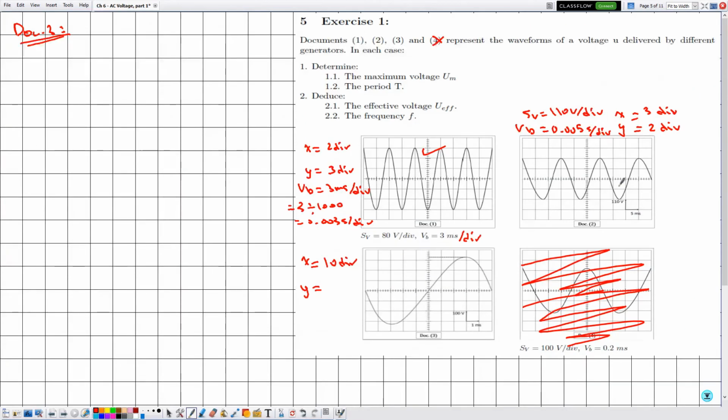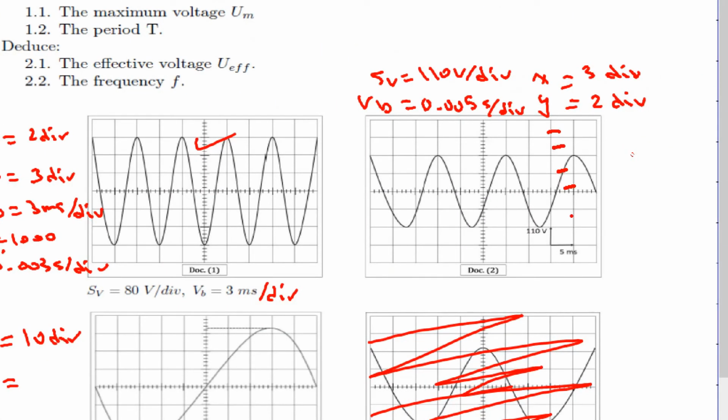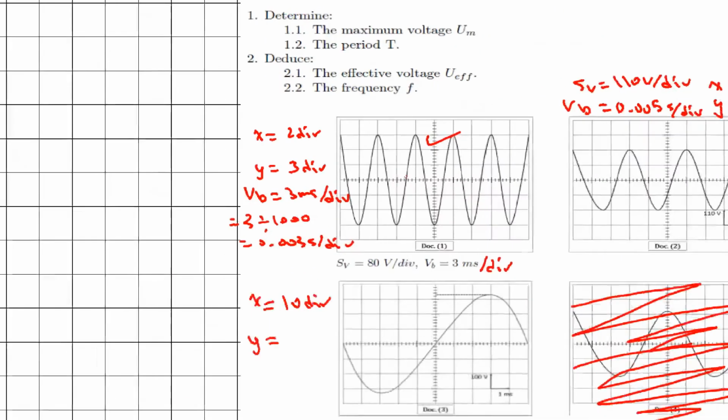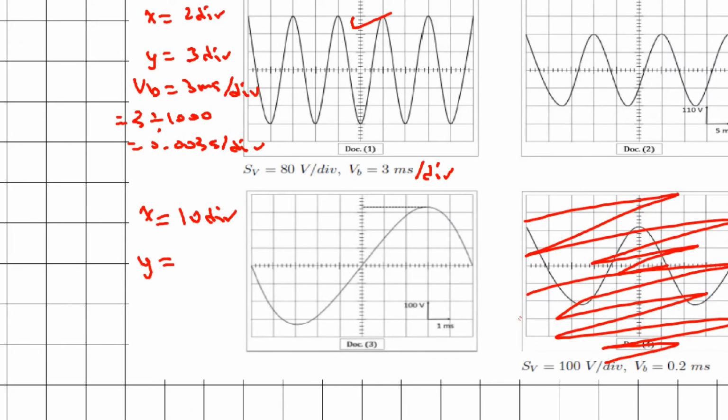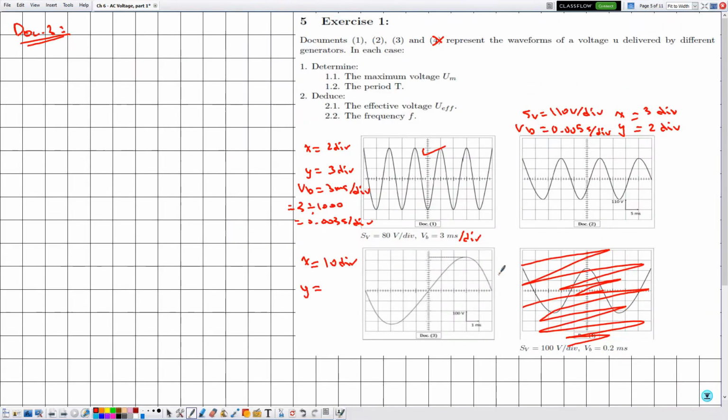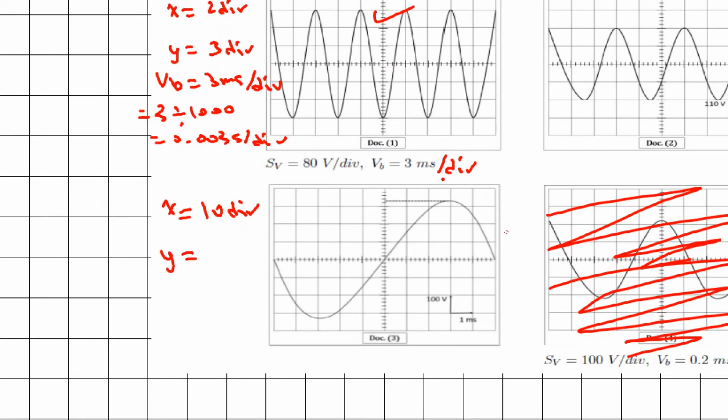Similarly here, if you count, this is 1, 2, 3, 4, 5, 6, 7, 8. So 8 divisions along the y-axis, and 1, 2, 3, 4, 5, 6, 7, 8, 9, 10, 10 divisions along the x-axis. Similarly here we have 1, 2, 3, 4, 5, 6, 7, 8, 8 divisions along the y-axis and 10 divisions along the x-axis. Notice that this waveform displaces all the screen of the oscilloscope, which has a maximum value of X, which is given by 10 divisions. As for Y, here, notice that, okay, so this is 3.